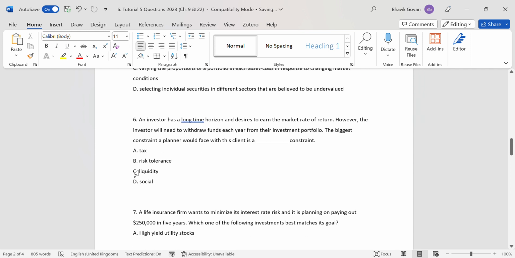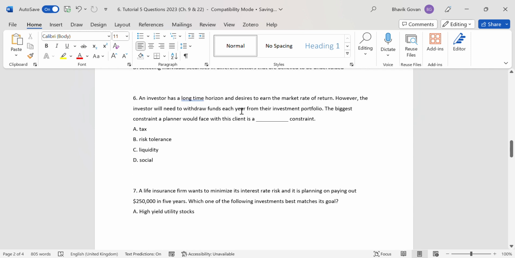An investor has a long time horizon and desires to earn the market rate of return. However, the investor will need to withdraw funds each year from their portfolio. The biggest constraint a planner would face with this client is a something constraint: tax constraint, risk tolerance constraint, liquidity constraint, social constraint. So it's liquidity.